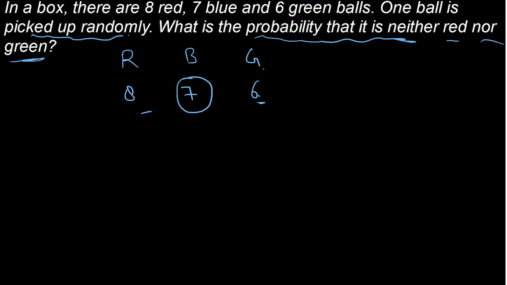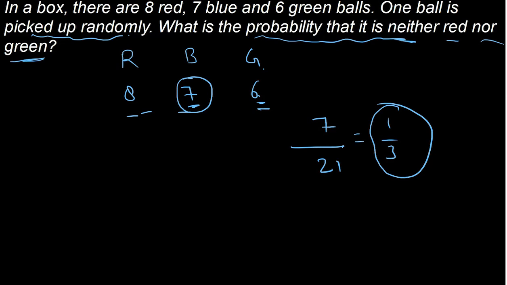Okay. Neither red nor green, तो 7 balls हैं, इसमें से आपको पिक करना है और 1 ball ही पिक करना है. तो I think 7 divided by 8 plus 7 is 15, 15 plus 6 is 21. So this is 21. 7 by 21 is 1 by 3. So your answer is going to be 1 by 3. Okay. सिर्फ blue ball आपको pick करना था. So that is going to be your answer.